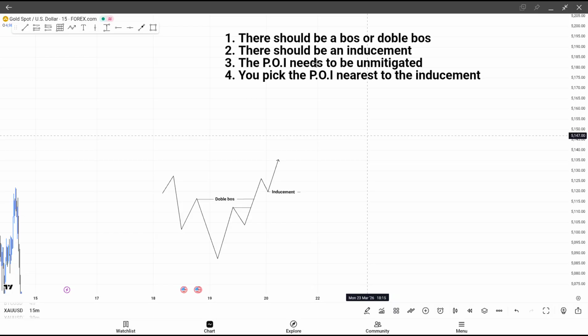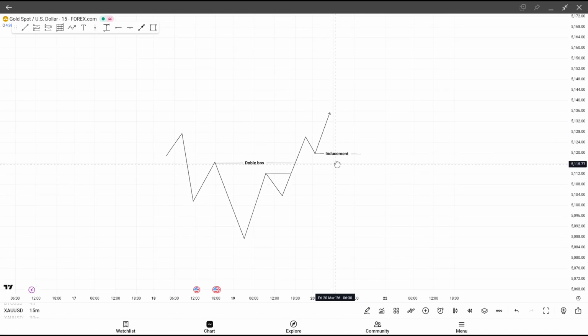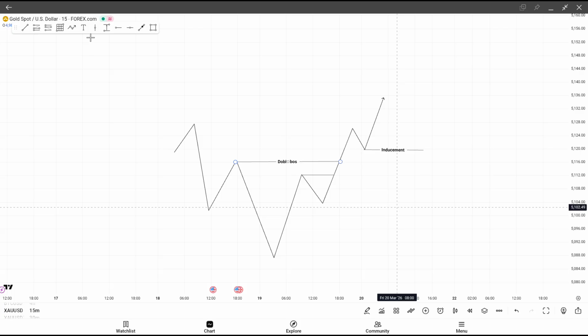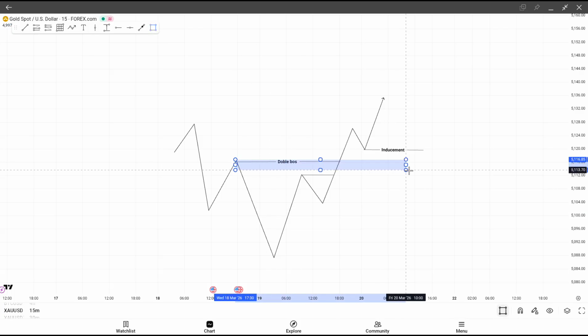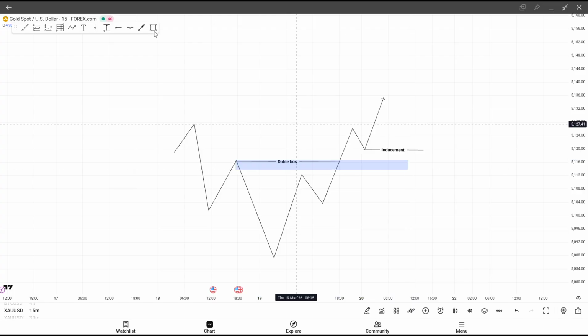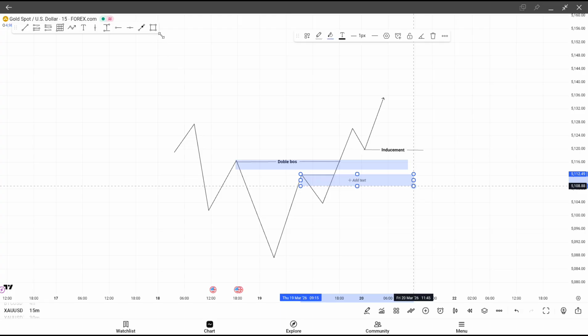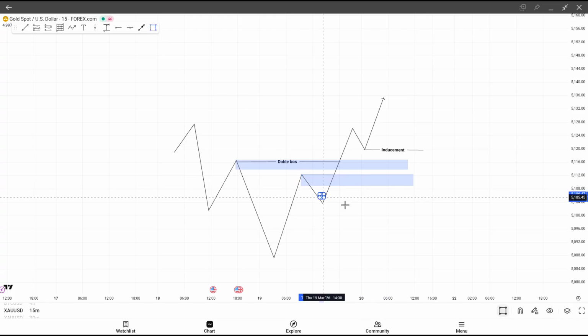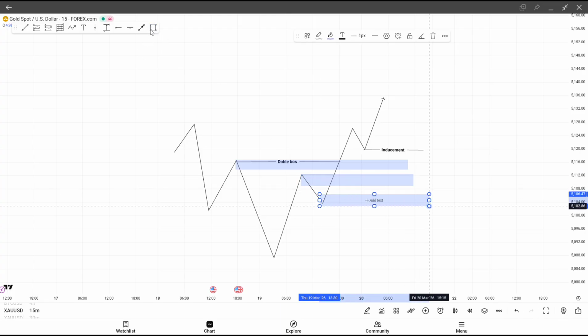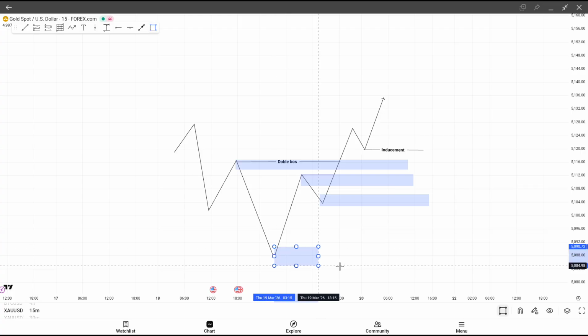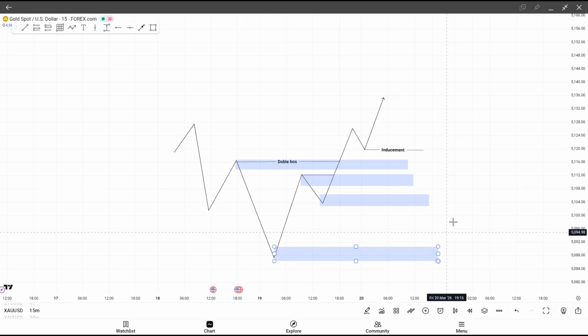The third rule says the point of interest needs to be unmitigated. How many points of interest do we have here? We have first this breaker block above here. We have also this breaker block below here, and we have this order block here, and at the same time we have this order block here. So we have four different points of interest.